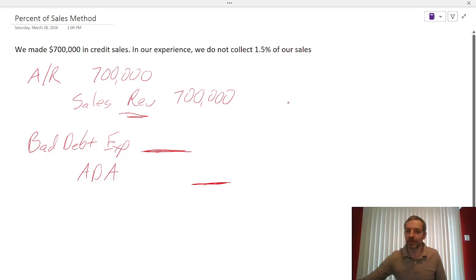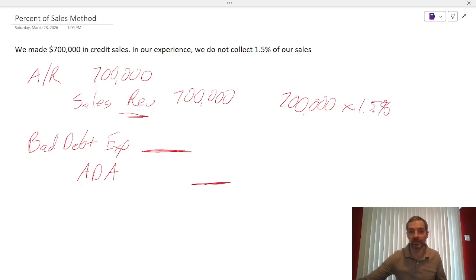Percent of sales is pretty simple. We just say, all right, what were our credit sales? In this case, 700,000. Multiply it by whatever percentage we come up with. This is usually based on our experience. And we say, all right, well, that equals $10,500. We're just going to use that number directly in the journal entry. That is our bad debt expense.